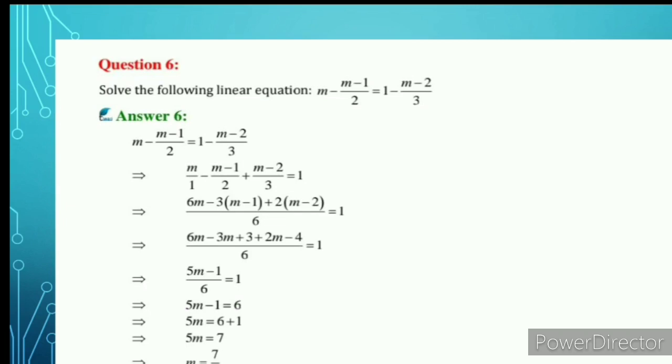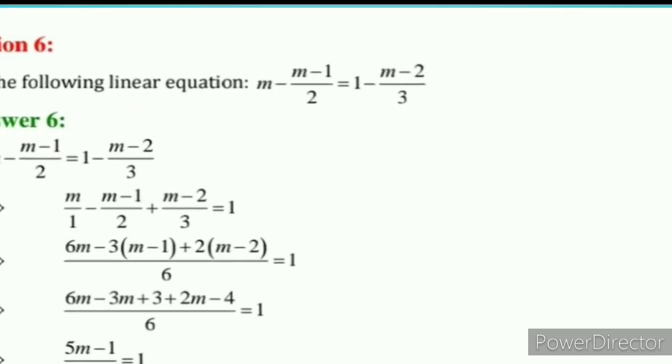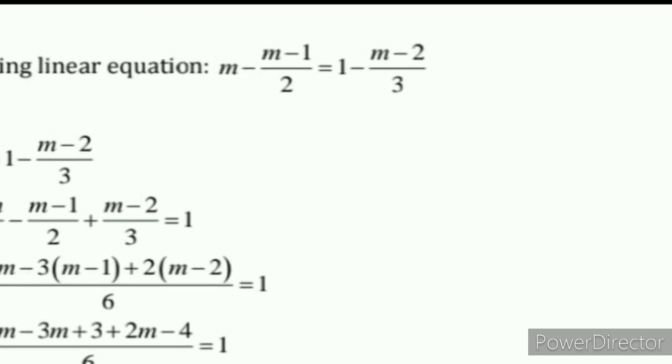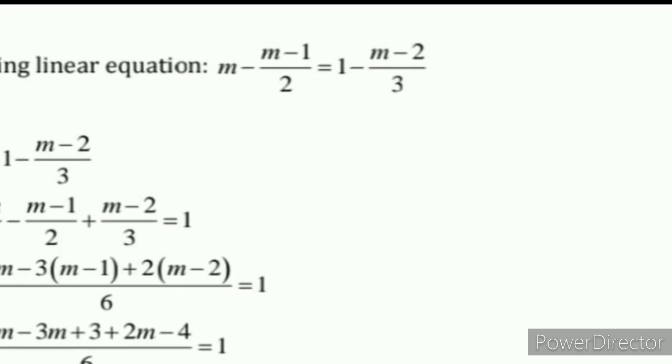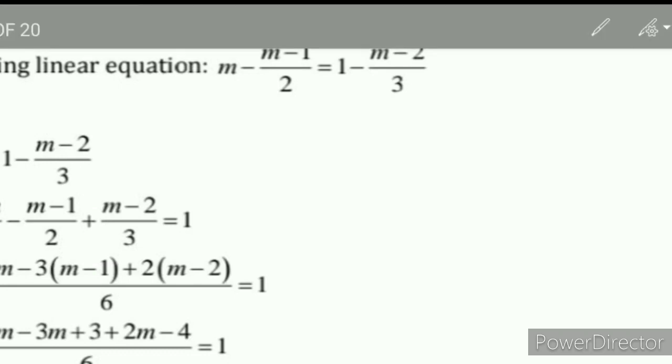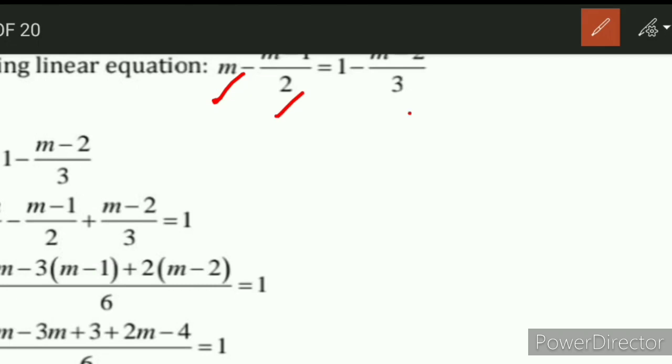Now look at the sixth question. Solve the following linear equation. See how it is. The variable is m. How it is complicated. See, again we'll shift all the m variable terms. Which are the m variable terms? m, this term and this term. Two terms are in fraction form. We will transpose them to the same side.